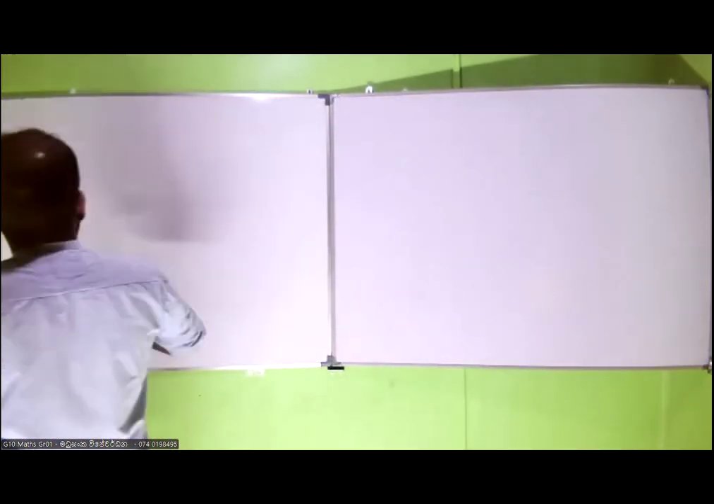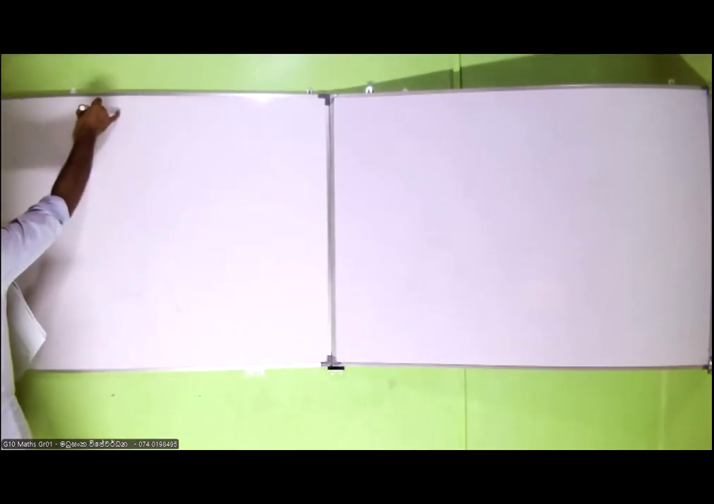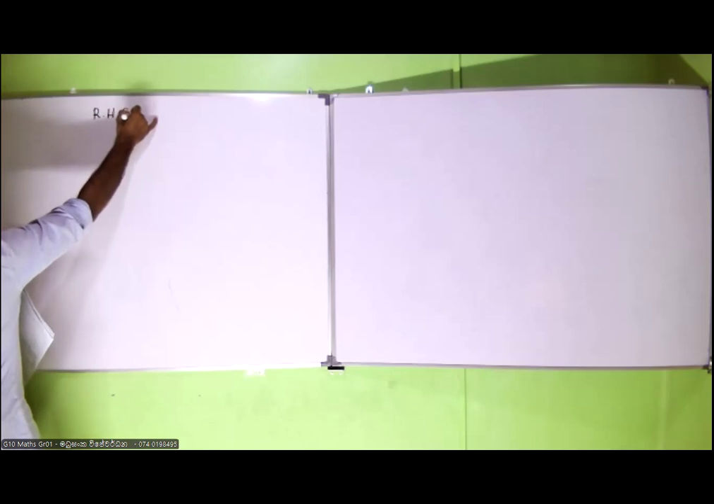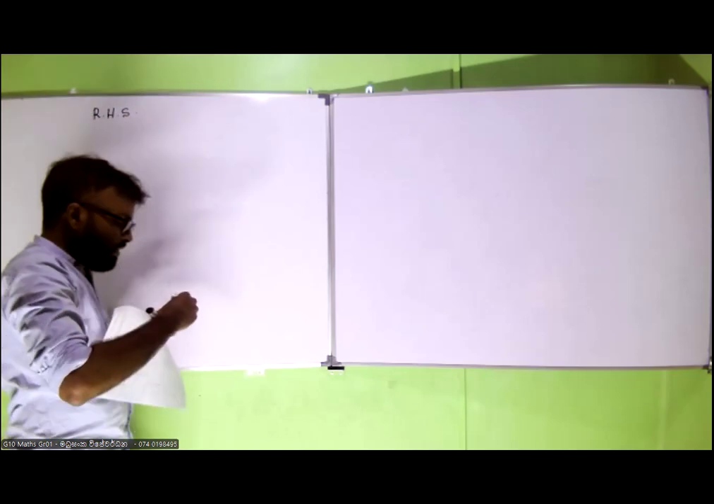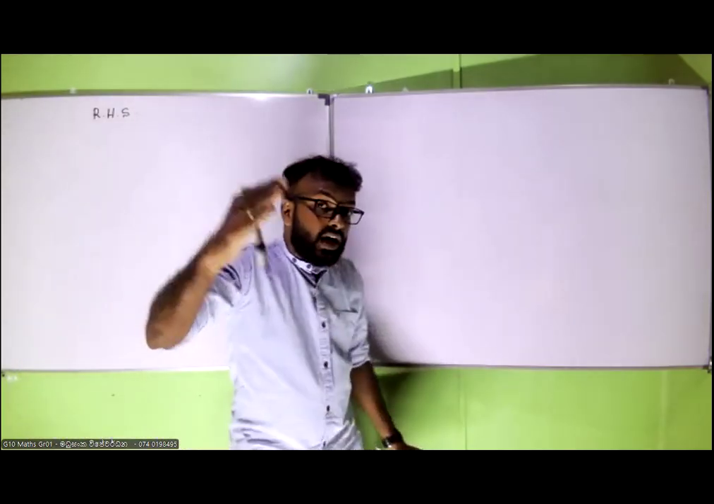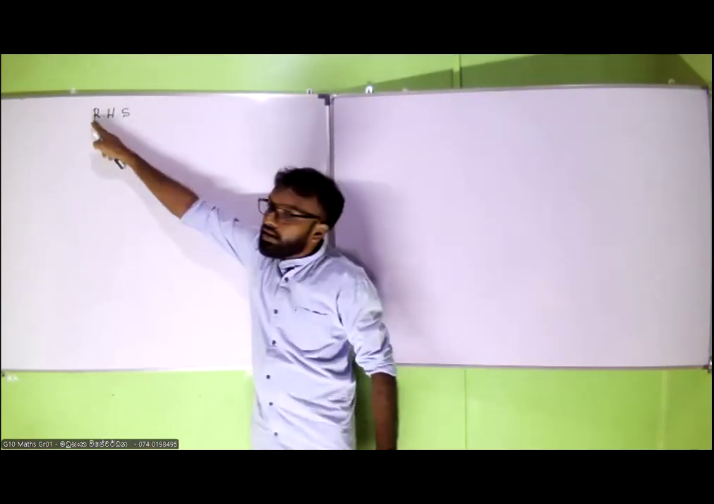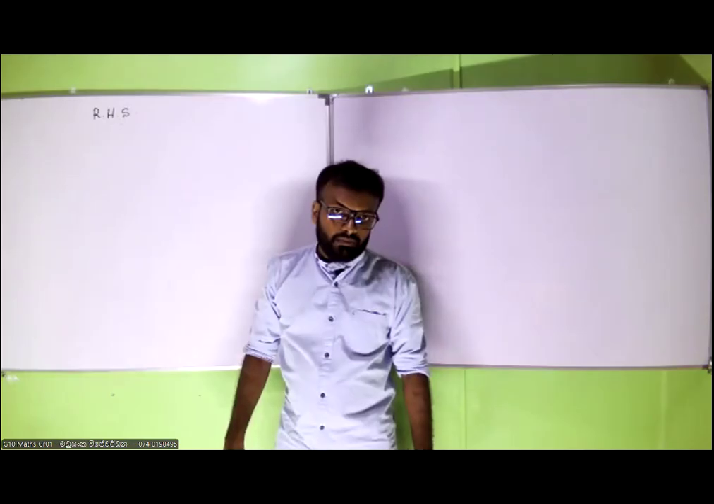Condition number 2, in the concise manner, we are writing it as RHS. We are writing it as RHS. The meaning of RHS is right angled hypotenuse side. That is the meaning.